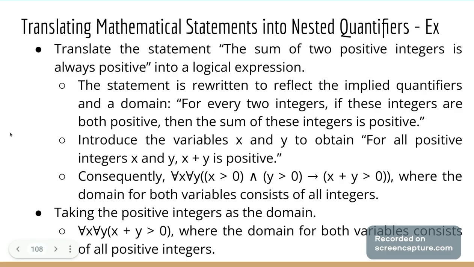Okay. Now, we are going to look at translating mathematical statements into nested quantifiers. Look at the statement: the sum of two positive integers is always positive. We're going to convert this into a logical expression. So the first thing that we need to do is rewrite this statement to reflect the quantifier and the domain. We can write this as: for every two integers, if these integers are positive, then the sum of these integers is positive. Here the domain is all integers.